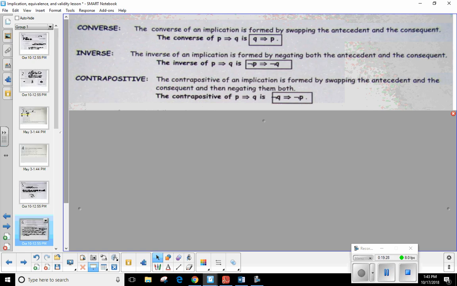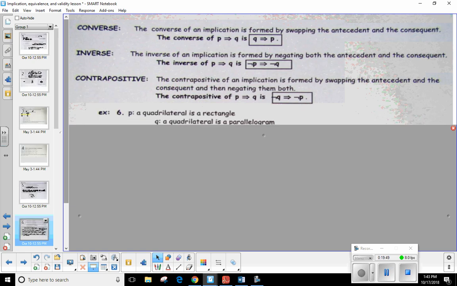All right, and now we're building up, so the contrapositive will be to do both, to switch them around and negate them. So if I have P implies Q, then this is going to be not Q implies not P.